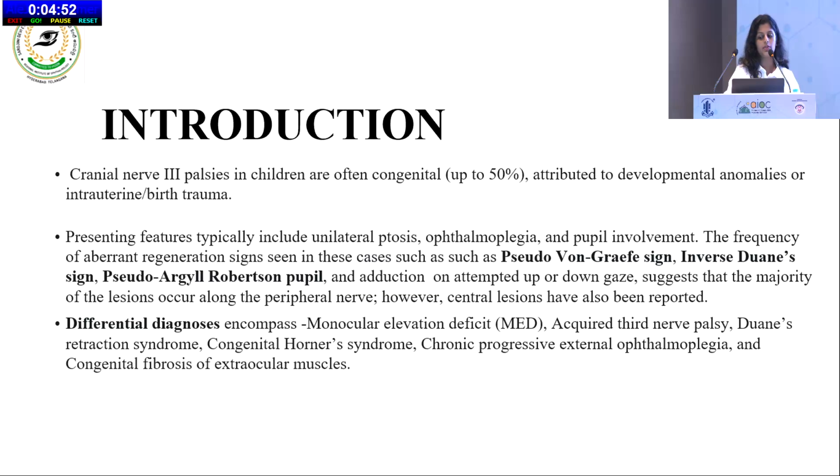So as we all know, cranial nerve 3 palsies in children are often congenital and attributed to developmental anomalies or intrauterine or birth trauma, and the presenting features typically include unilateral ptosis, ophthalmoplegia and pupil involvement. Frequency of aberrant regeneration signs seen in these cases, such as pseudo-von Graefe, inverse Duane sign, pseudo-Argyll Robertson pupil and adduction on attempted up or down gaze, suggests that the majority of the lesions occur along the peripheral nerve. However, central lesions have also been reported.